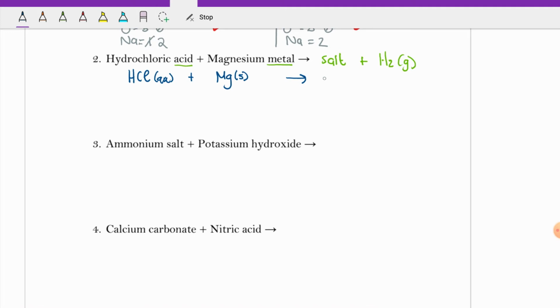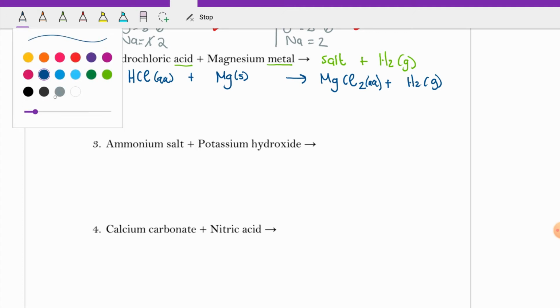Okay, so this will give you magnesium chloride. Remember, magnesium is in group 2, so your formula will look like that, plus hydrogen gas. Okay, so now that you have your reaction equation, we just now need to go and balance it.